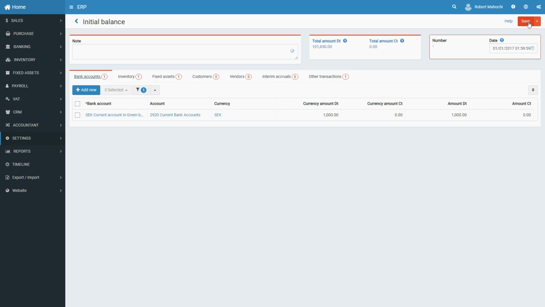Remember, if you don't post an entry, the system sees it as a draft and doesn't take it into consideration. You post the created initial balance by clicking on the Post button next to the entry name.